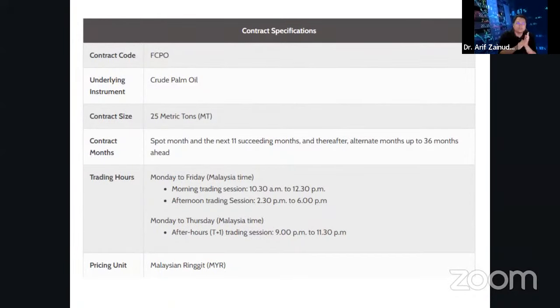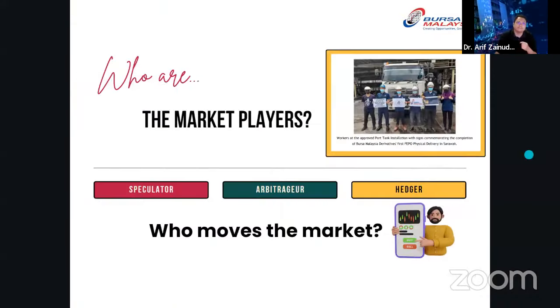Okay, so meaning if a cooking oil company from India wants to buy FCPO, they have to convert their money to Malaysian ringgit. If a cooking oil company from UK wants to buy FCPO, they have to convert their money to ringgit to buy FCPO. Okay, so let's look at the market players.